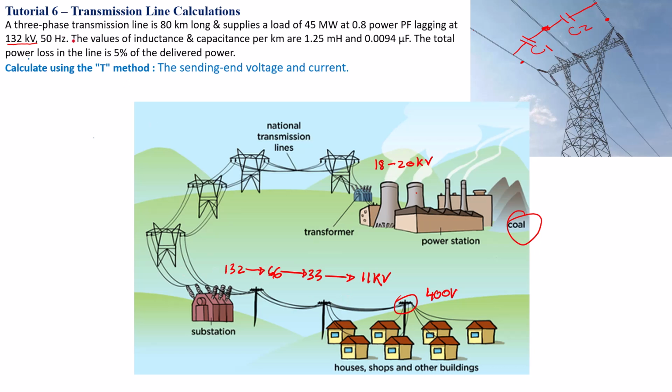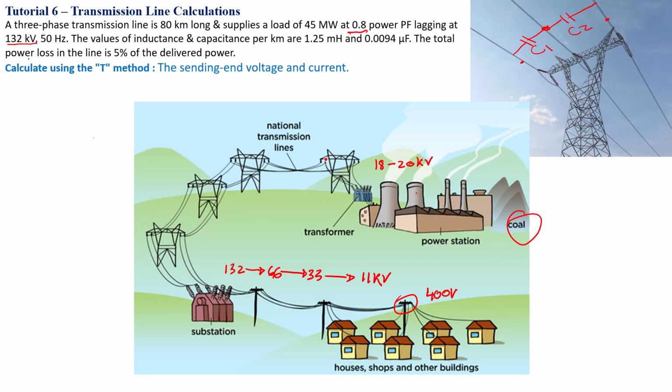But now in this problem, we're going to be talking about what is happening along this transmission line to actually maintain the 132 kilovolt that we're seeing here at this substation before it's taken into different voltage levels. So they're basically saying it is a three-phase transmission line, as you can see here, and it is 80 kilometers long. It supplies 45 megawatts of power. Where is the 45 megawatts of power being consumed? It's being consumed here at the load at a power factor of 0.8.